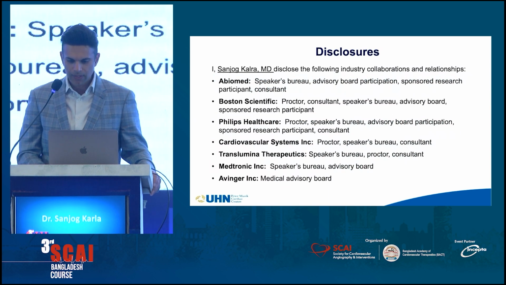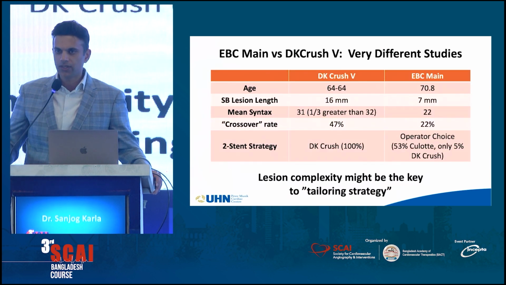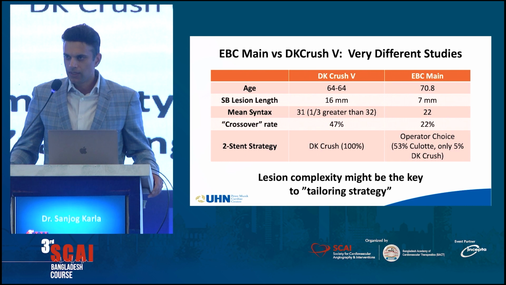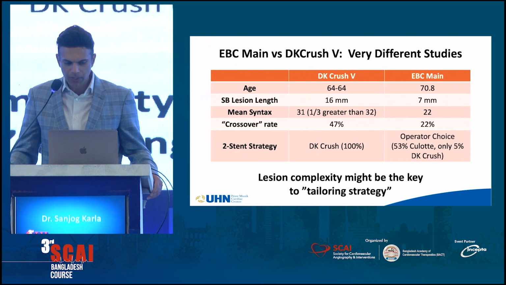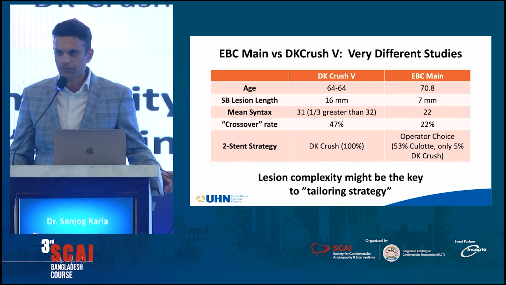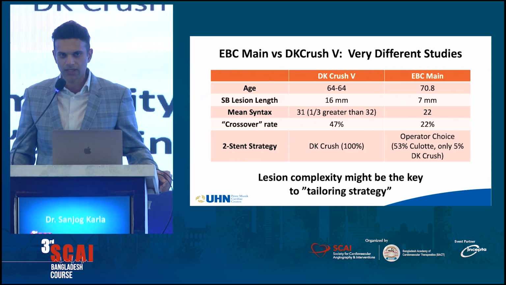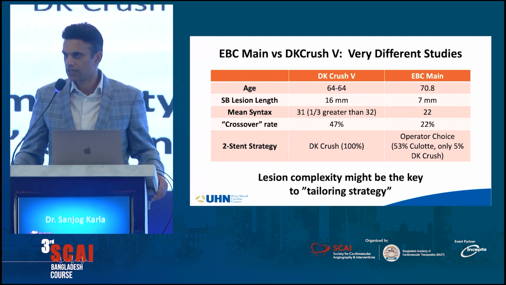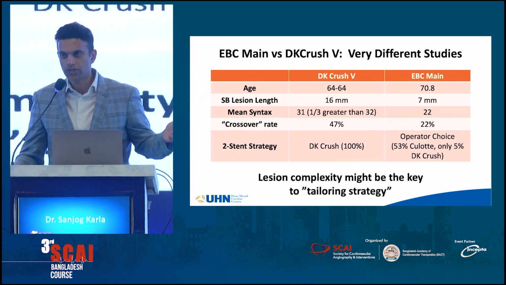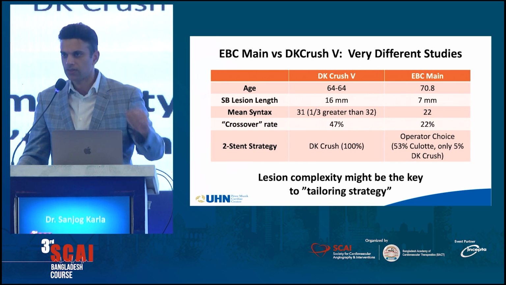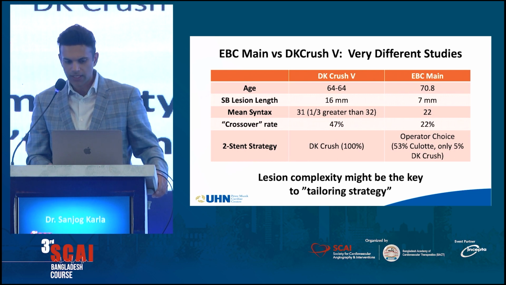These are my disclosures. So I won't spend much time on this because I think it's been discussed ad nauseum now, but EBC Main and DK Crush 5 were different beasts, right? These were very different trials where they were done in different groups of patients at different ages with different bifurcation complexities. And what we probably learn from this is that yes, provisional stenting, when possible, is an optimal strategy. Less metal is better than more. But then in your complex bifurcation subsets, maybe a more complex strategy with more than one stent is an appropriate approach, or more than one mechanism of securing side branch patency is an optimal approach. It doesn't matter how you want to slice it.